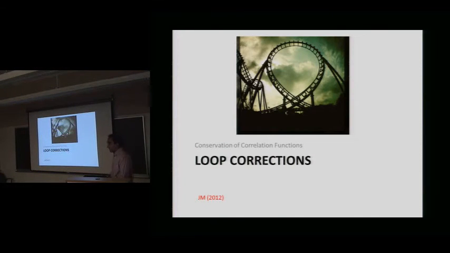So we've taken care of the tree level case, and now we'll move on to loop corrections. What I mean by loop corrections, by the way, is just the same thing you would mean in particle physics. It's the loops that appear in Feynman graphs.